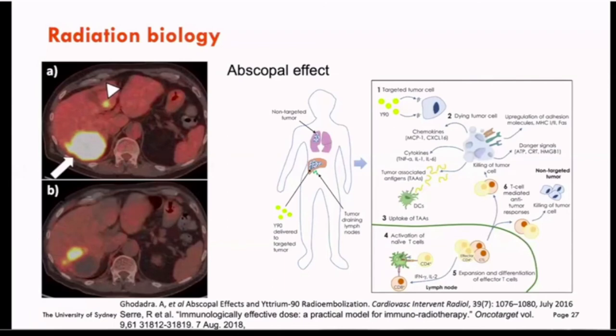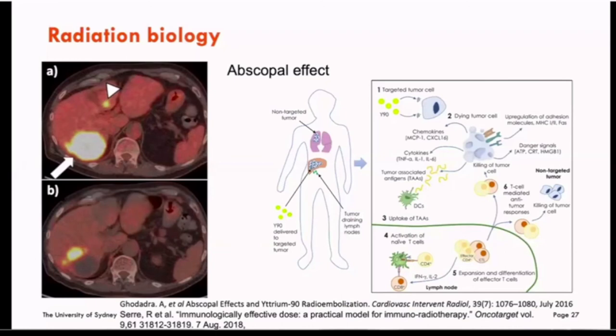In this clinical example, an 80-year-old male patient with squamous cell carcinoma with bilobar hepatic metastasis underwent targeted Y90 radioembolization of the right hepatic lobe lesion. Subsequently, there was complete regression of the non-targeted left hepatic lobe lesion.